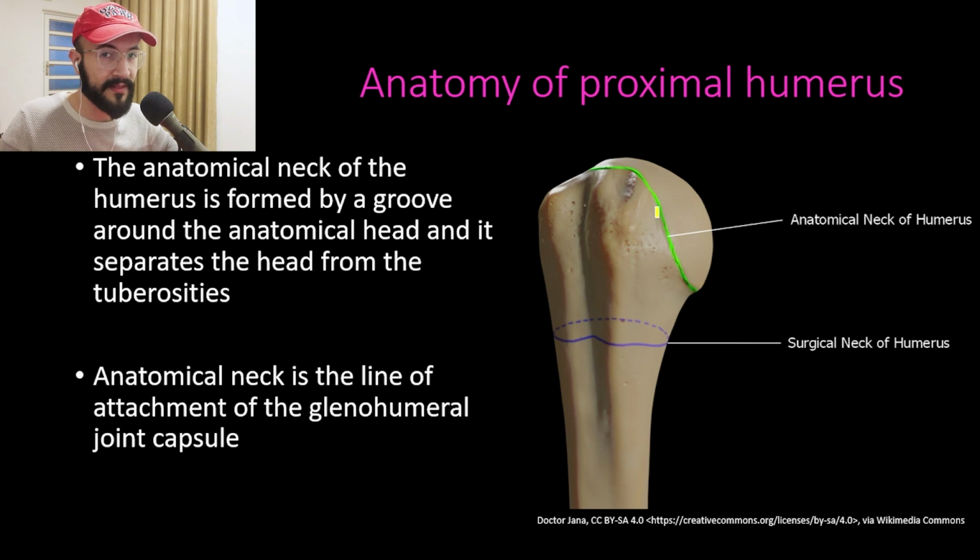Now we mentioned that in the anatomy of the proximal humerus, we have the anatomical head, the lesser tuberosity, the greater tuberosity, and the shaft. After the anatomical head comes the anatomical neck, which is in green. The anatomical neck of the humerus is formed by a groove around the anatomical head, and it separates the head from the tuberosities. The anatomical neck is the line of attachment of the glenohumeral joint capsule, so it is the attachment of the shoulder joint capsule.